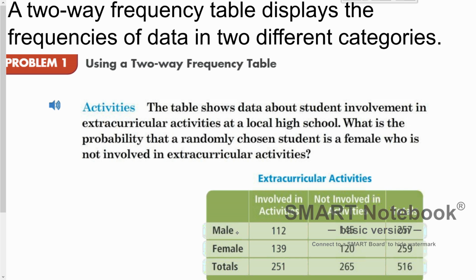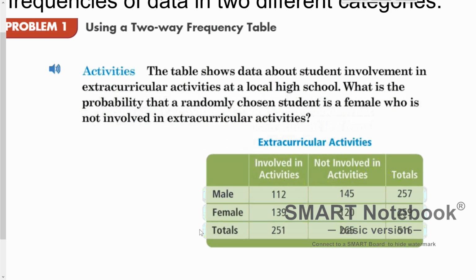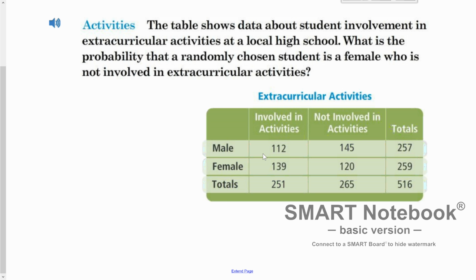So one category we have here is male and female, and the other category is not involved and involved in extracurricular activities. What's nice about a two-way table is that we get those totals. On the right-hand column, we have all total males and all total females. And at the bottom row, we have the totals of all those involved, totals of all those not involved, and here's our grand total of participants or people surveyed or what have you.